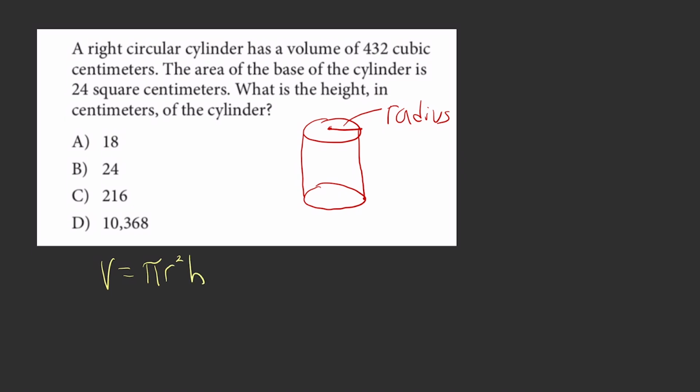Now we know the volume. They say the volume right there is 432. So I'm going to put in 432 equals, and then I don't have the radius. All I have is that the base of the cylinder, meaning the circle right in here, has an area of 24, but I don't know the radius. So what you have to realize is that a circle's area is pi r squared. That is the area of a circle. So I don't actually need the radius.